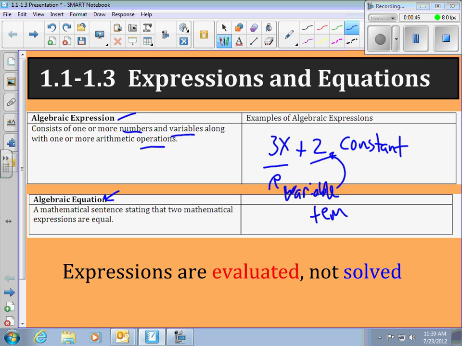We also have algebraic equations, and the only difference is it contains an equal sign. A good example would be something like, we'll take the 3x plus 2 again, but you put the equal sign in there, and we'll say 1. The equal sign makes an algebraic equation. Expressions are evaluated, not solved. Equations right here would be solved. This would be simplified or evaluated, your expression.